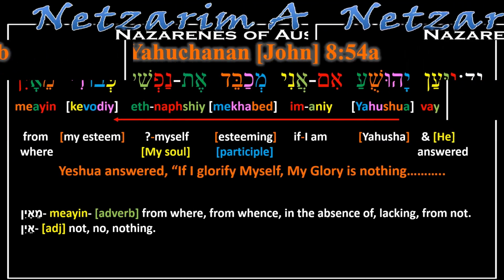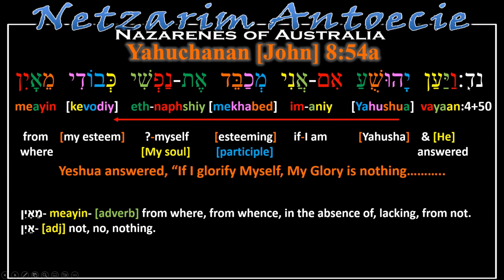And now we come to 54a, represented with nun 50 and a dalet 4. We go through the letters, and we read it. Vaya'an, and he answered. The root, of course, being ana, but the hey has dropped off.